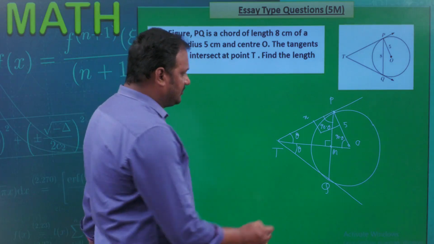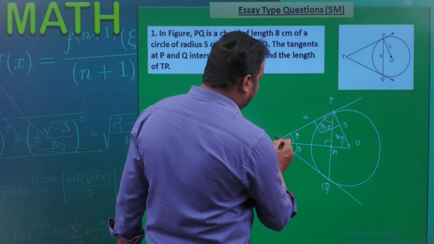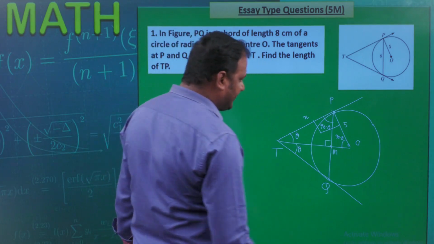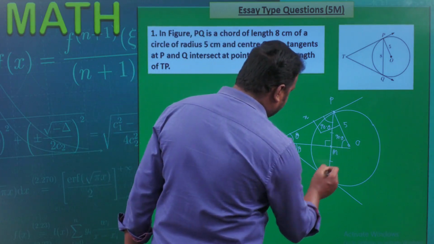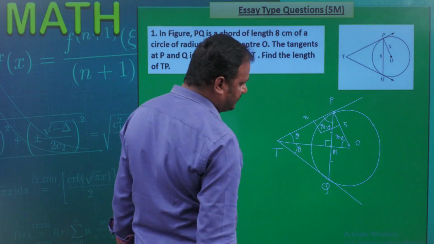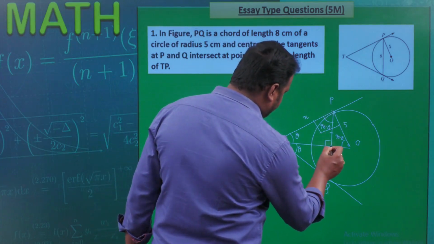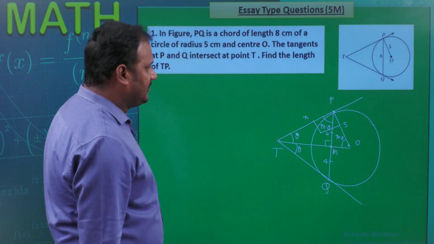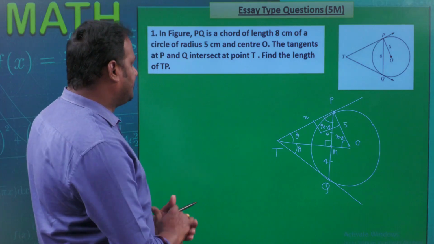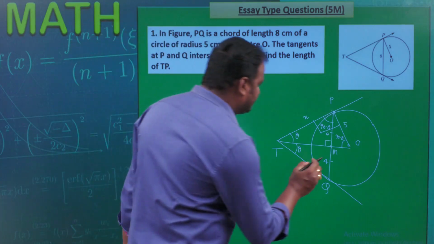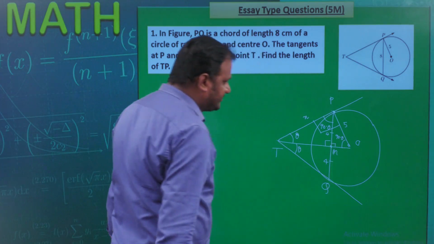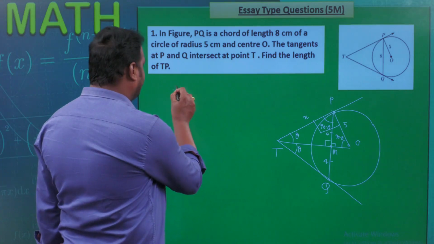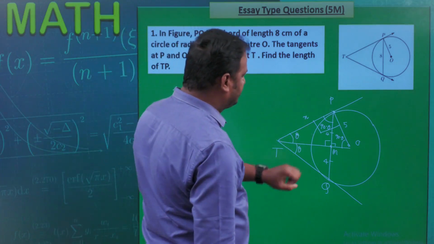If you observe, this triangle PMT is congruent to QMT, and then by CPCT, this part is equal to this part. The total length of PQ is equal to 8 centimeters. So the length of PM is equal to 4 and MQ is equal to 4. Am I clear? So they are 4 and 4. And one more very important thing here: this is 90 degrees, right?